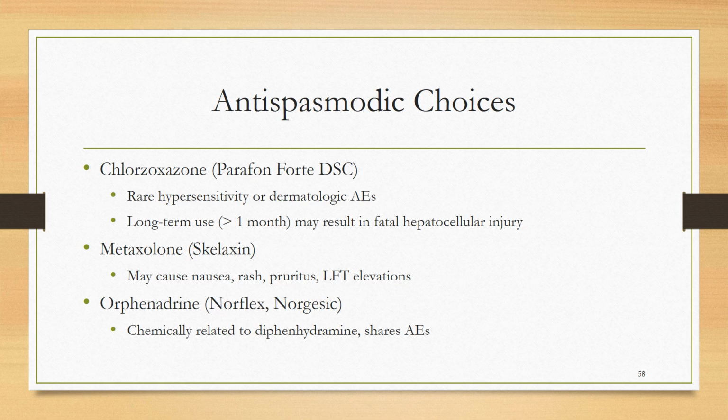Metaxalone, or Skelaxin: nausea, rash, pruritus, and LFT elevations. And then orphenadrine, which you really don't see all that much. It's similar to Benadryl, and it shares many of the same side effects. But you don't see these three used very often anymore. I would say the one that you'll see most is Flexeril, and remember 5 milligrams is as effective as 10 milligrams.